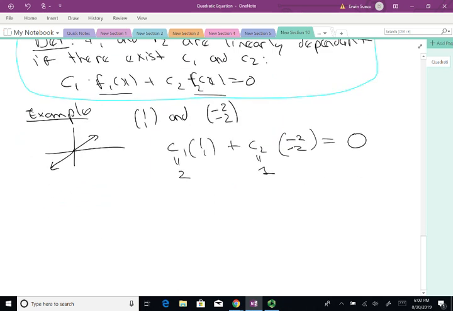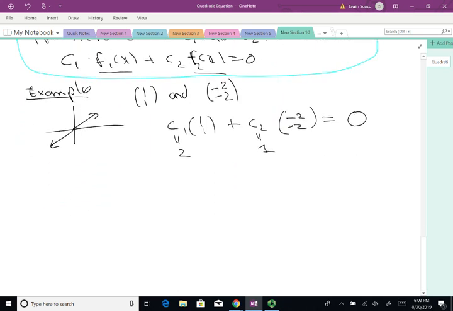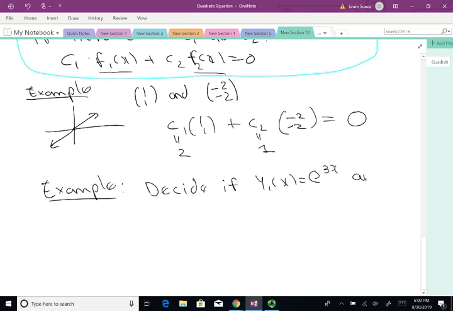Excuse me. So let's make an example and then we can go to the next video. So example, decide if these two functions, e to the 3x and y2 of x equals e to the minus 3x, are linearly independent or dependent.